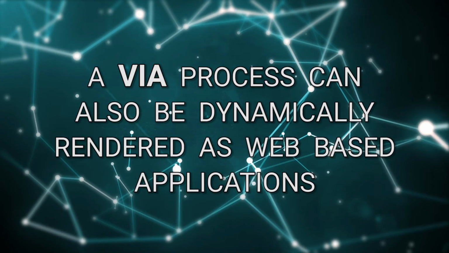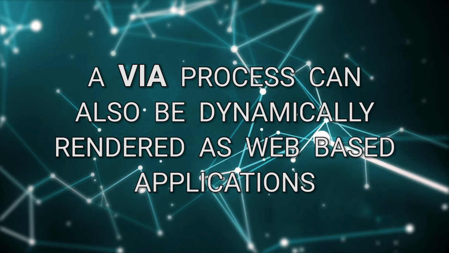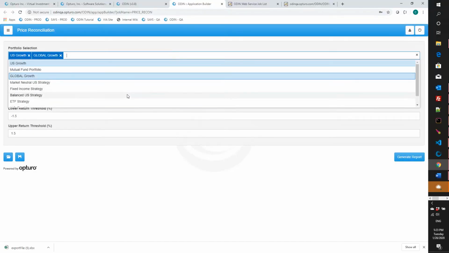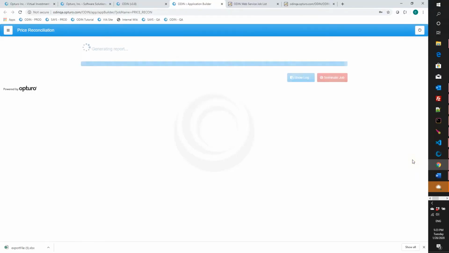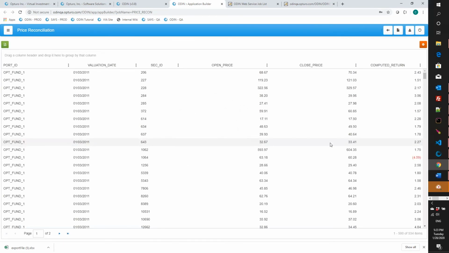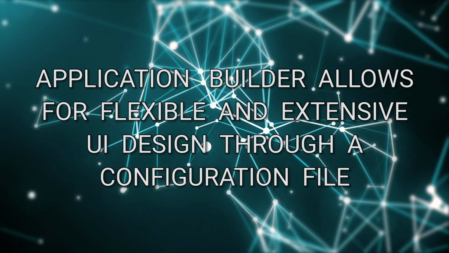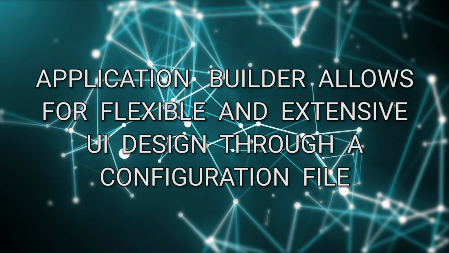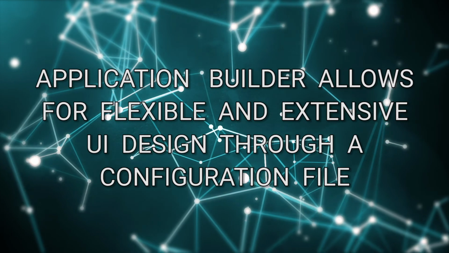VIA processes can also be dynamically rendered as web-based applications using the Application Builder. Application Builder will dynamically display the defined iterator variables as widgets, giving users complete control over the funds they want to run, the date ranges, or the thresholds they want to set. Application Builder allows for complete, flexible and extensive UI design through a configuration file.